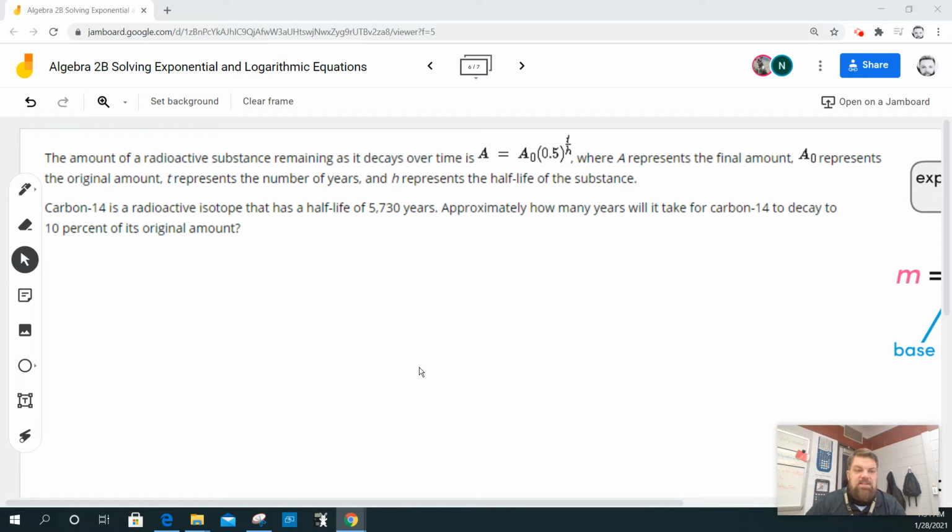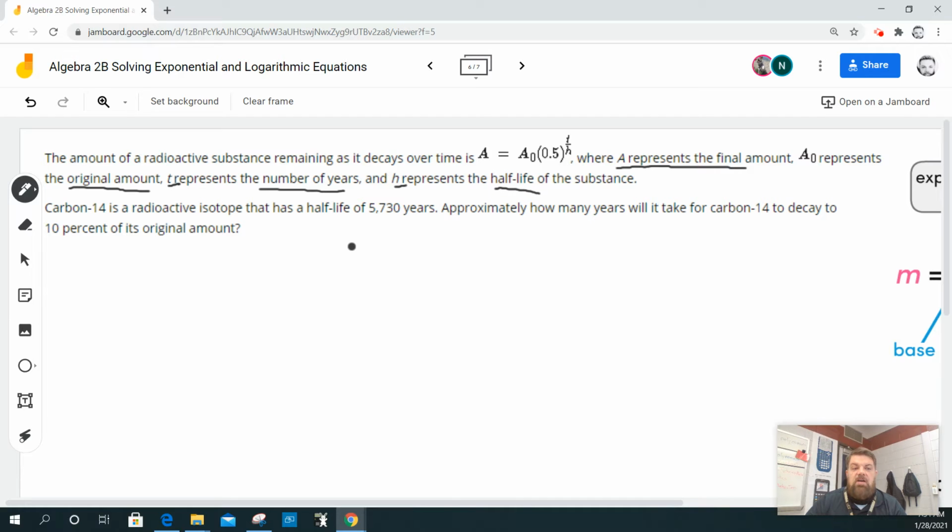So this one says the amount of radioactive substance remaining as it decays over time is A equals A naught times the quantity 0.5 raised to the T over H, where A represents the final amount, A naught represents the original amount, T represents the number of years, and H represents the half-life of the substance.